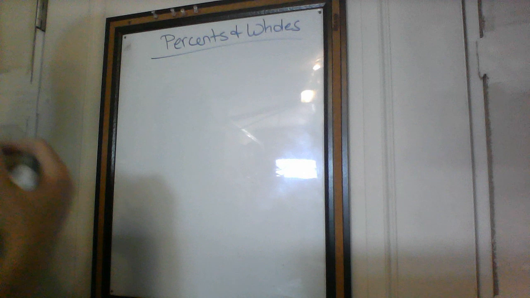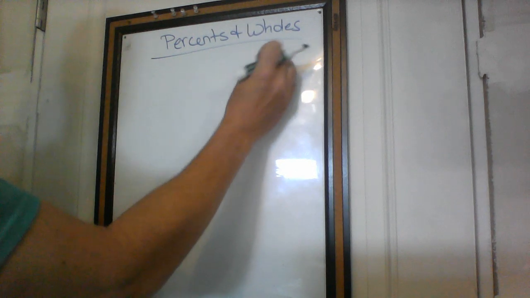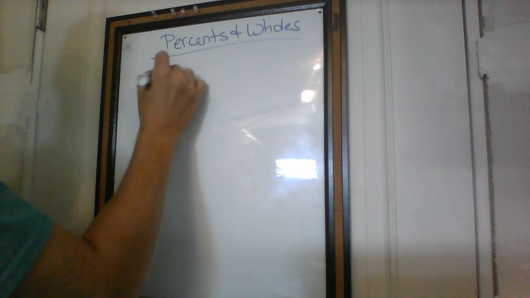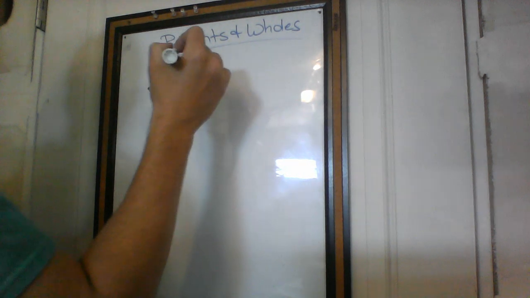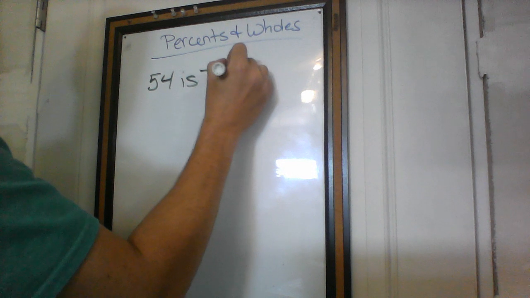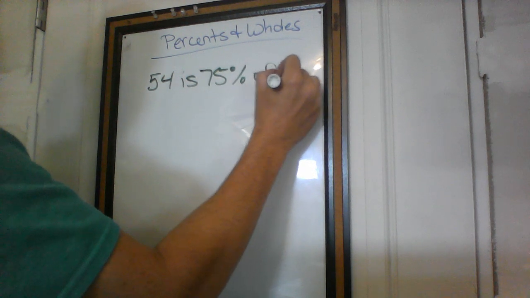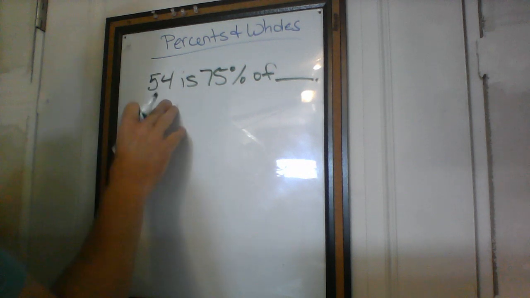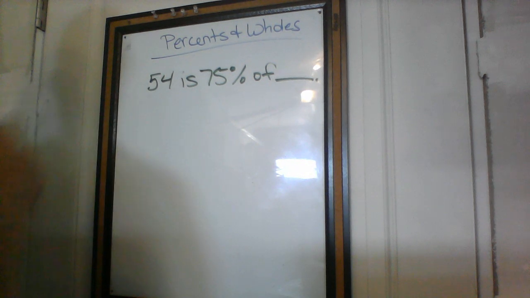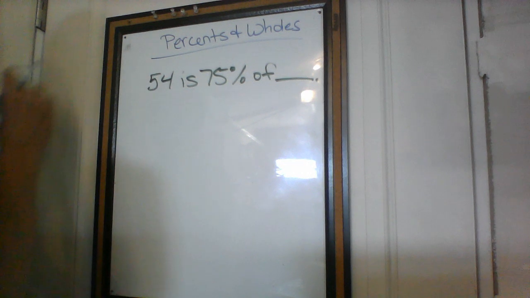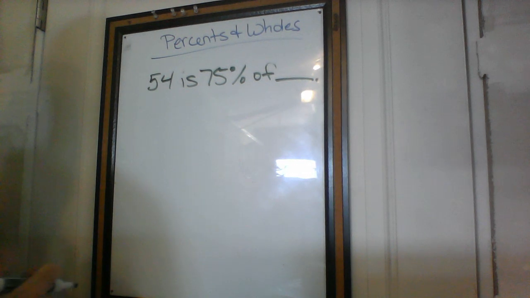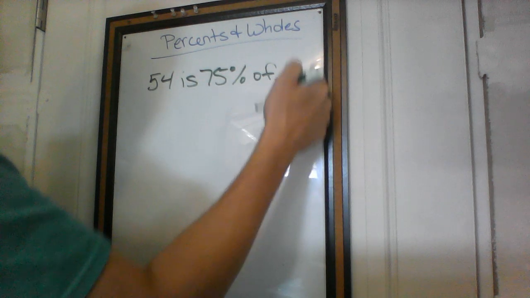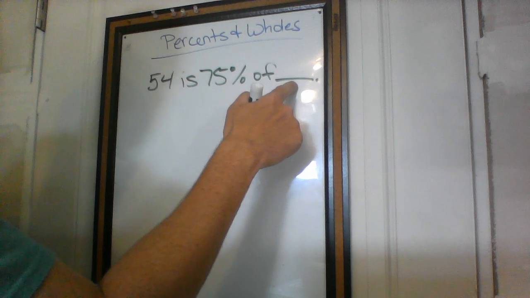Next one we're going to go to is finding the whole from a percent. So we're going to have: 54 is 75% of what number? This is one where we're going to have to set up the problem. We're going to have to do some reducing, going through that. 54 is 75% of. We do not know our total.